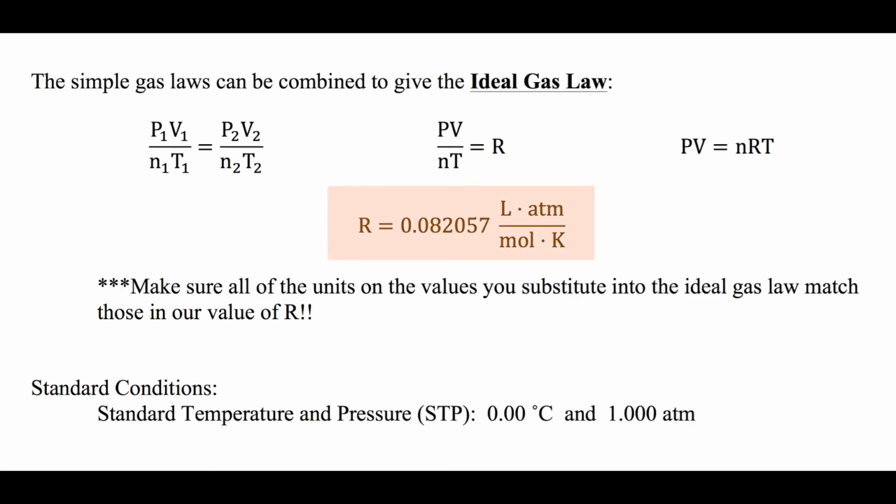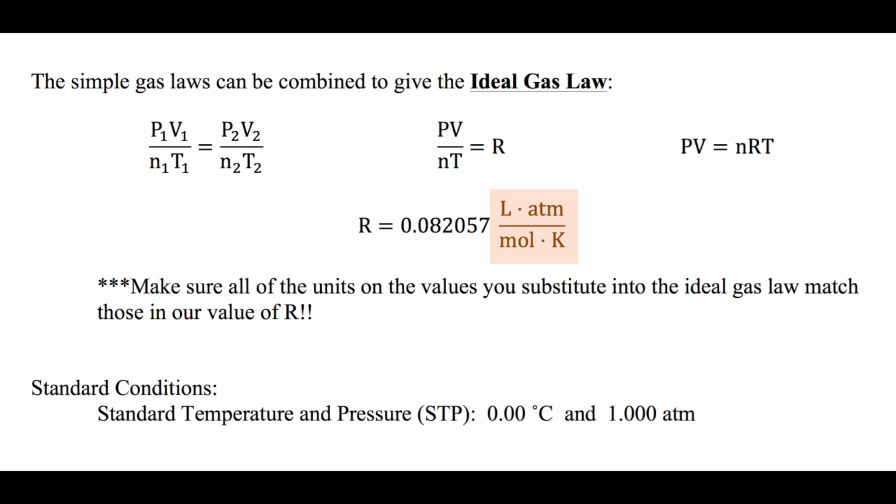R is our gas constant, and its value is 0.082057 with units of liters times atmospheres per mole times Kelvin. I will provide the value of R on your equation sheet. You must know how to use it, and you must also know the ideal gas law. When you look at the value of R, you see that I've provided it with the units. I will do that on your equation sheet.